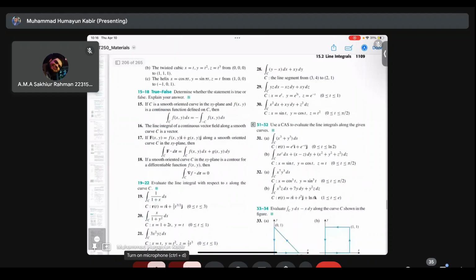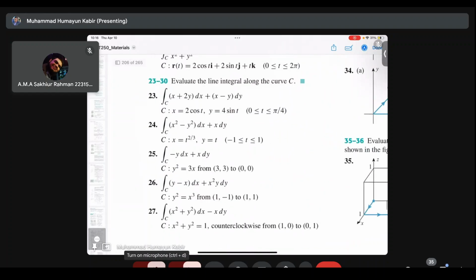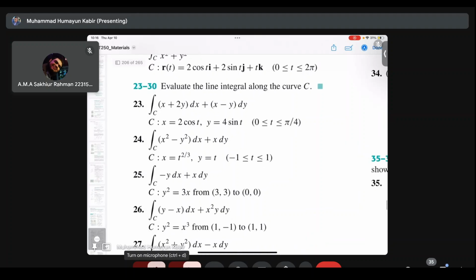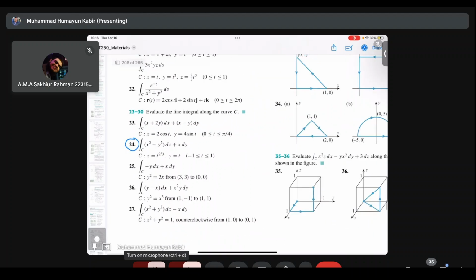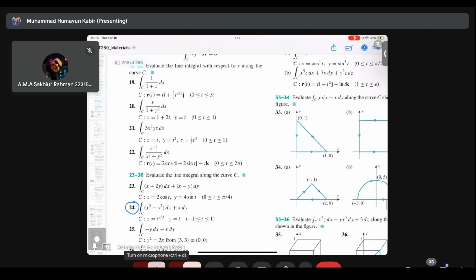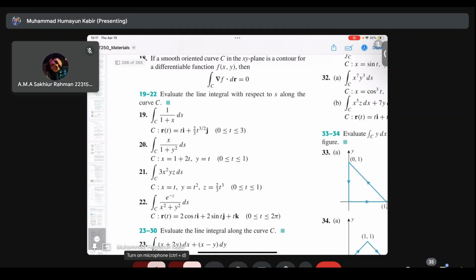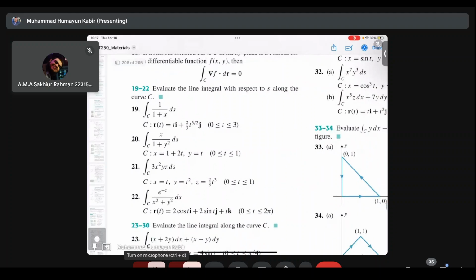Okay, just one problem I want to show here. From the exercise, evaluate the line integral along the curve C. Let me show number 24. Look at problem number 24. Okay, no, number 24 is a different process. First, let me show it from here. From 19 to 22, I want to solve one problem.